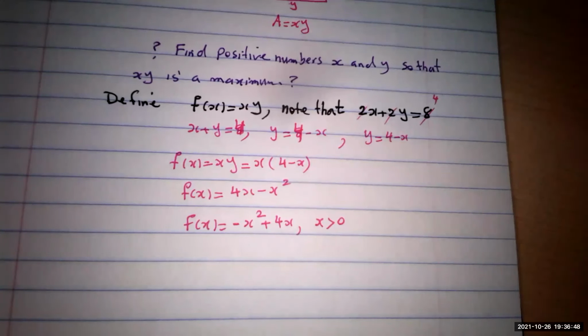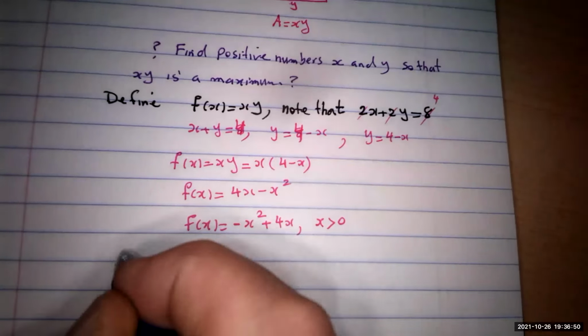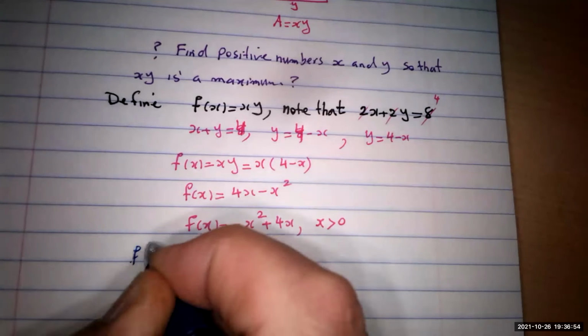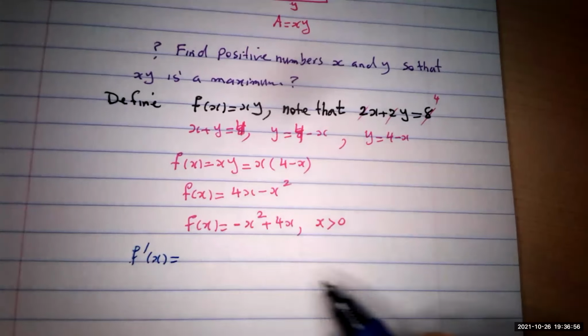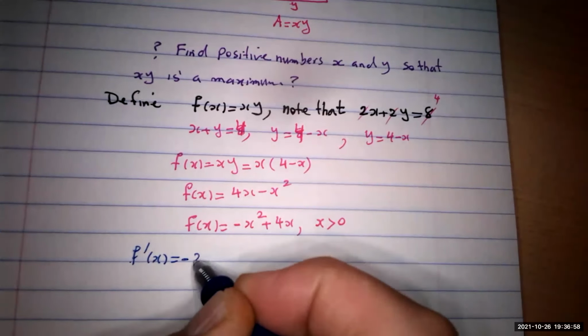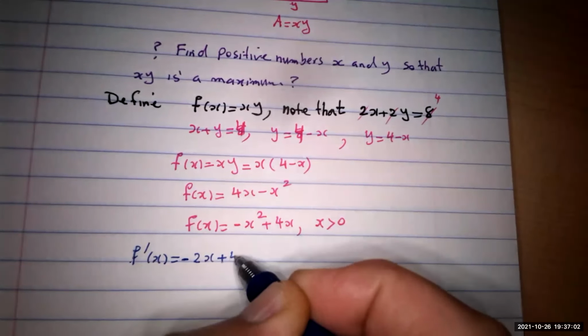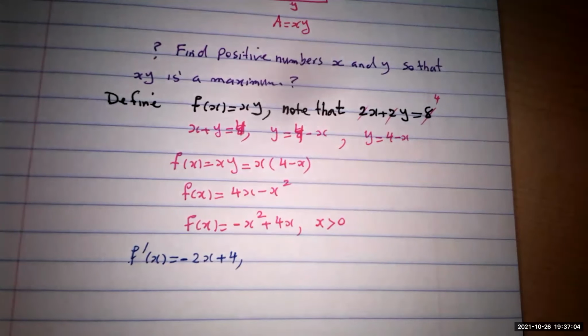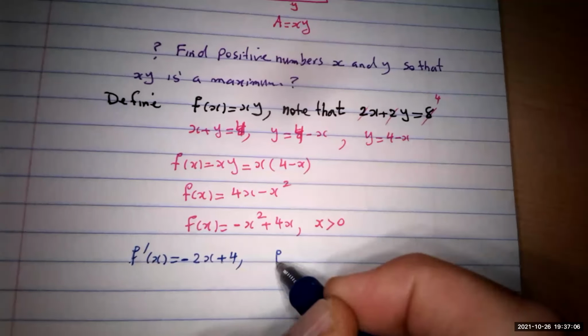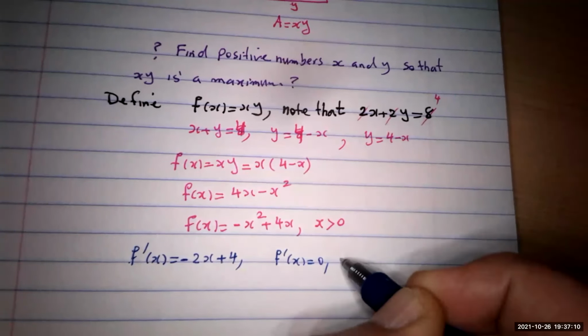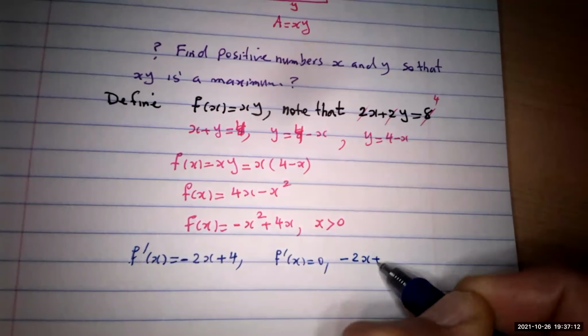Now, from now on, calculus, differentiate. F prime, okay, if you differentiate it, f prime of x is going to be what? It's going to be negative 2x plus 4. This is the f prime. You let it equal to 0 to find the possible max or the min. So that gives us negative 2x plus 4 equal to 0.